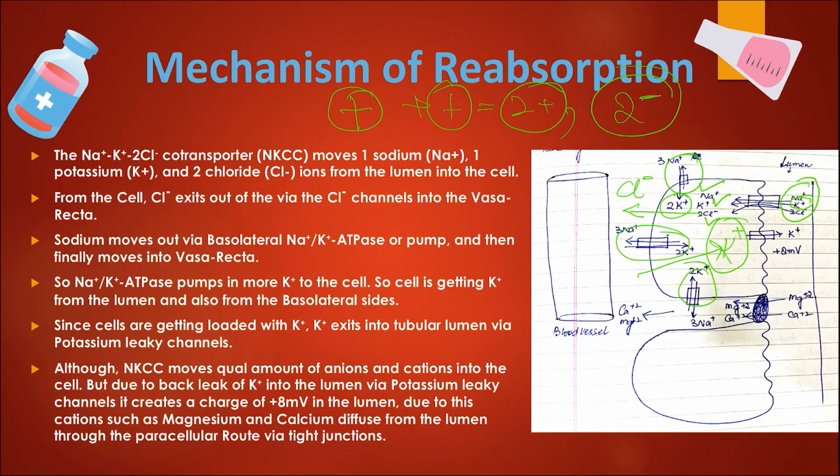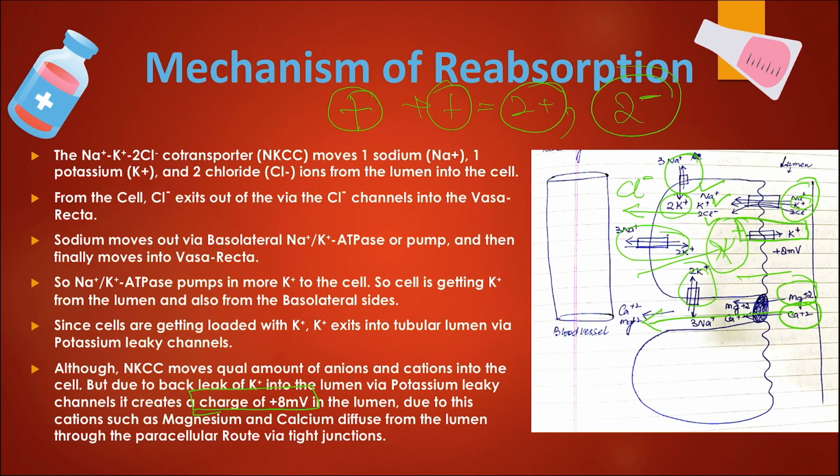Because of this increased concentration of potassium within the cell of the thick ascending limb of the loop of Henle, potassium leaks back into the lumen via the potassium leaky channels. Because of this back leak of potassium into the lumen, it creates a charge of plus 8 millivolts in the lumen. Due to this, other cations such as magnesium and calcium get reabsorbed via the paracellular route.